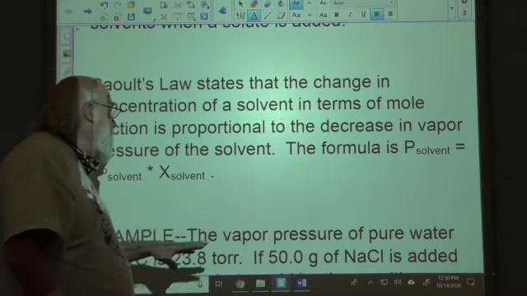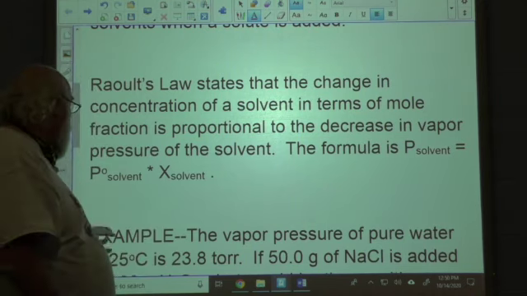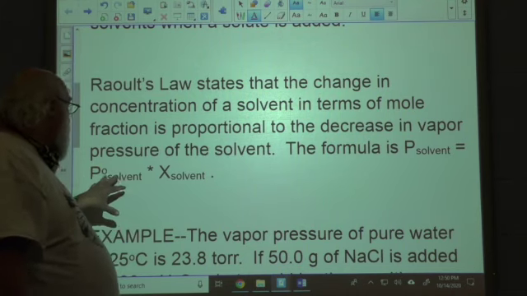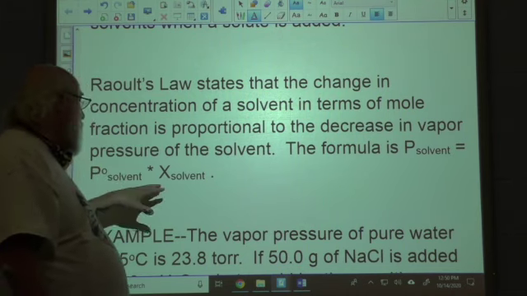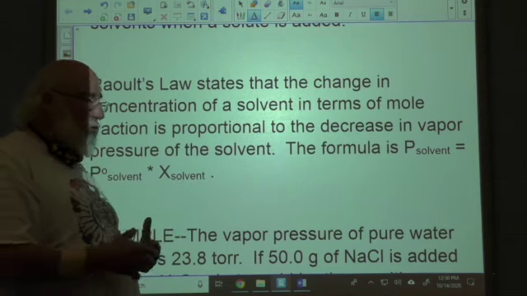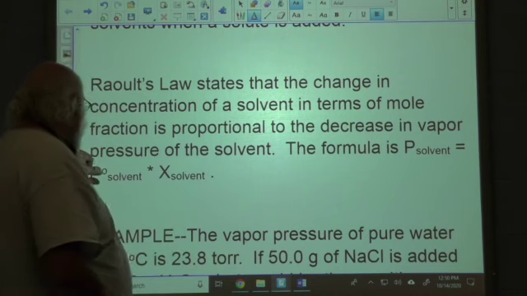The pressure of the solvent, which is the vapor pressure, is going to equal the original vapor pressure of your solvent times the mole fraction of the solvent after you've added a solute to it. So we're dealing with mole fraction again.